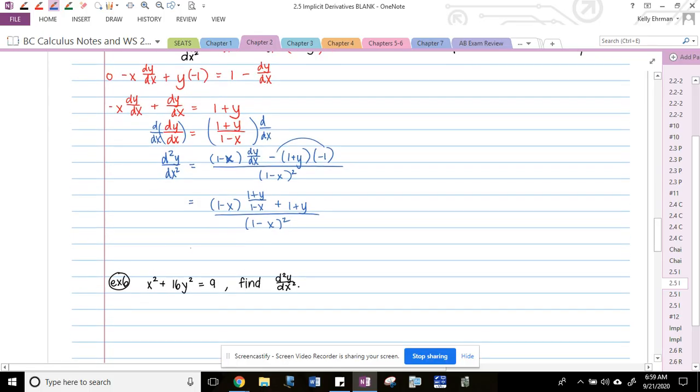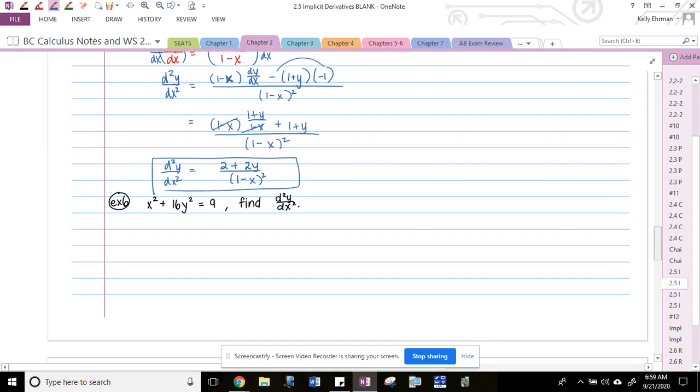And some nice things happen in this one. The 1 minus x's cancel. You've got 1 plus y plus 1 plus y. So you've got 2 plus 2y over 1 minus x squared. That is our second derivative. So you know your second derivative formula is finished as long as you don't have dy dx in it still.